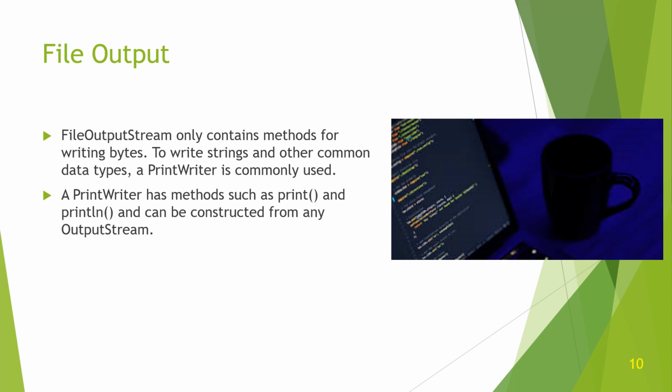A file output stream is an output stream for writing data to a file or to a file descriptor. Whether or not a file is available or may be created depends upon the underlying platform. Some platforms in particular allow a file to be opened for writing by only one file output stream at a time.